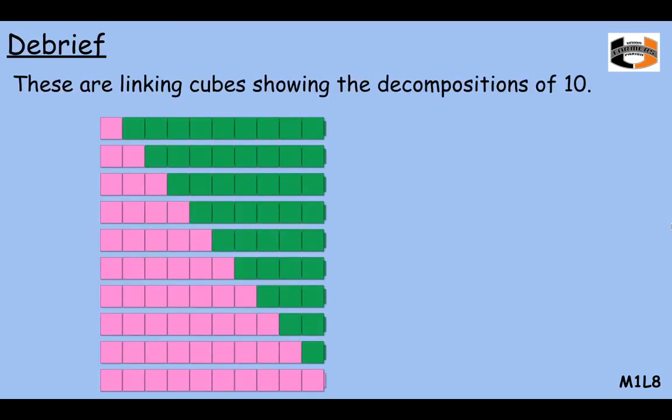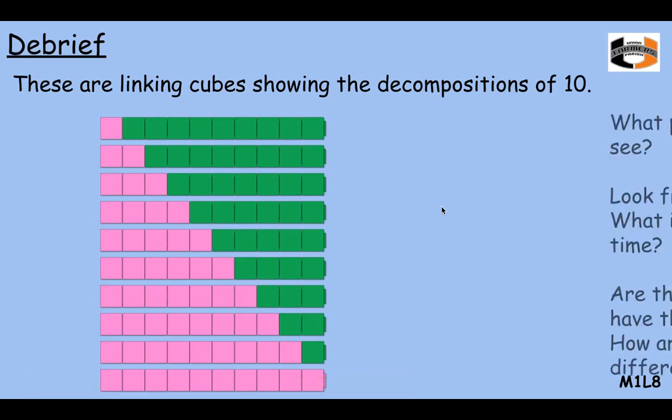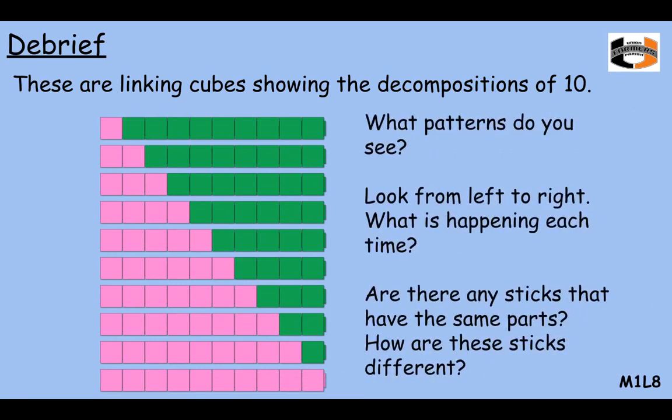Now we are at our debrief. These are linking cubes showing the decompositions of 10. So when you look at these, you see the partners of 10. Here's 1 and 9, 2 and 8, 3 and 7, 4 and 6, 5 and 5, and then it goes on. 6 and 4, 7 and 3, 8 and 2, 9 and 1, and then we have 10. What patterns do you see?